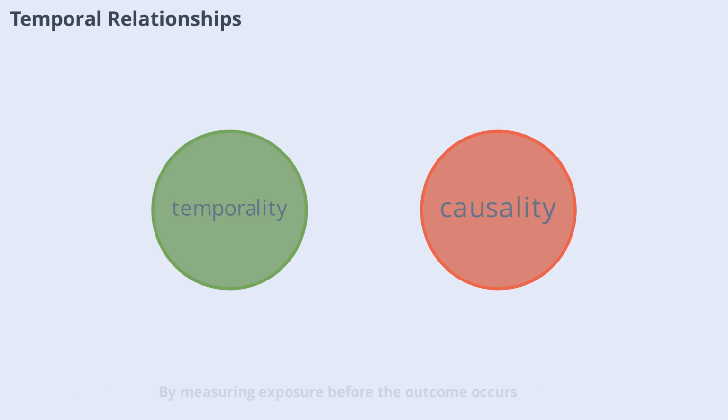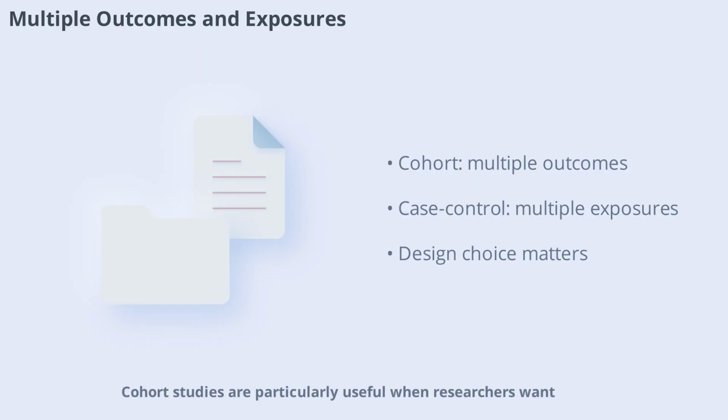One of the strengths of cohort studies is their ability to establish temporal relationships between exposure and outcome. By measuring exposure before the outcome occurs, researchers can more confidently infer causality. Case control studies, by contrast, are less able to establish temporality, as both exposure and outcome have already occurred at the time of study.